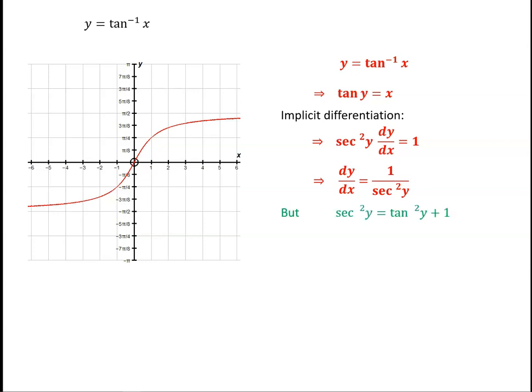But we know that sec squared y is the same thing as tan squared y plus 1. And we also know that tan y is x. So we've got sec squared y is the same thing as x squared plus 1. So we've got dy by dx is 1 over x squared plus 1.